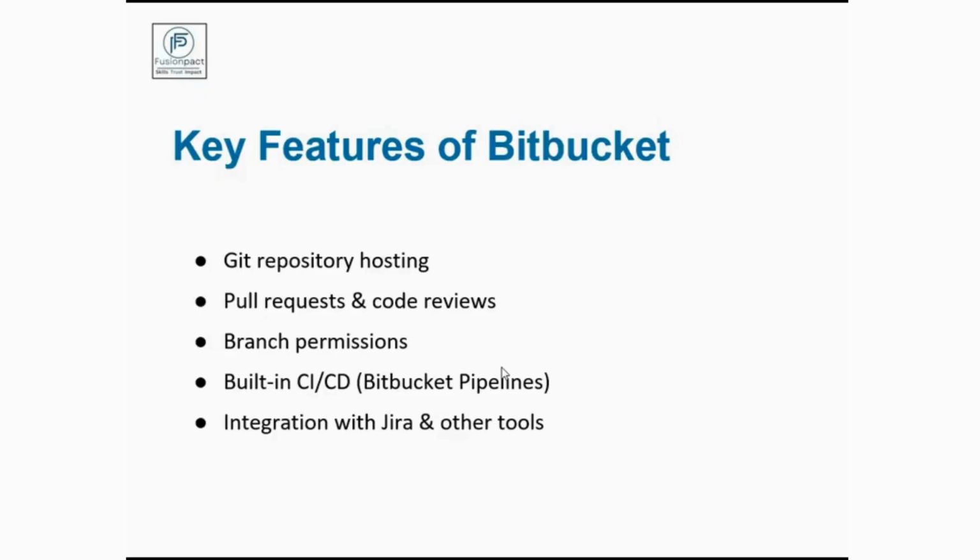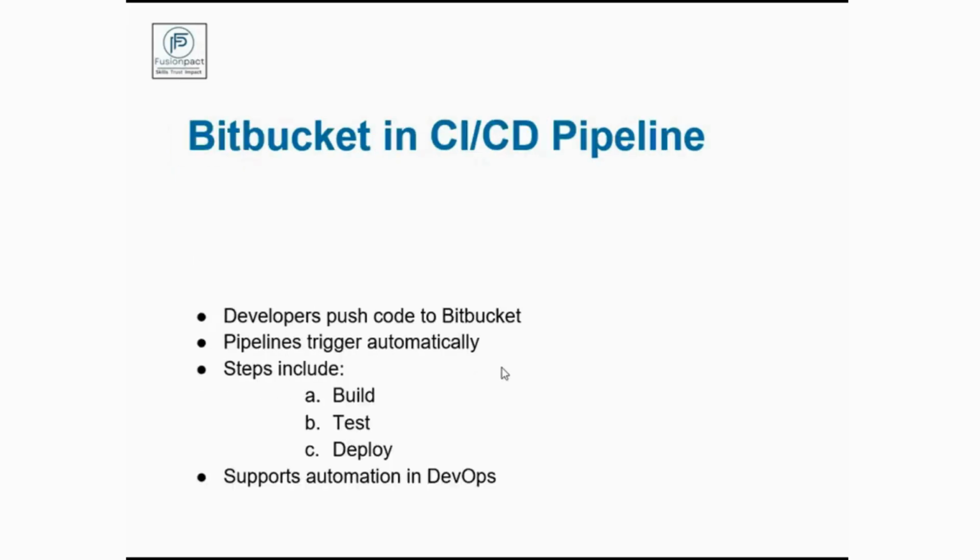It has services like pull requests and code reviews. We can create multiple branches for a branching strategy to develop the application. Bitbucket also provides built-in CI/CD, which we know as Bitbucket Pipelines, so that we can utilize that feature to run the CI/CD pipelines. And it can also integrate with Jira and other tools for testing, notification, and ticket tracking.